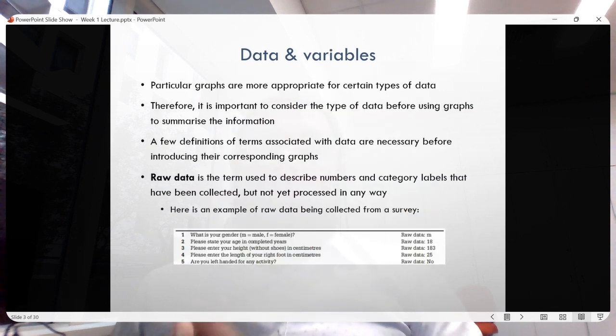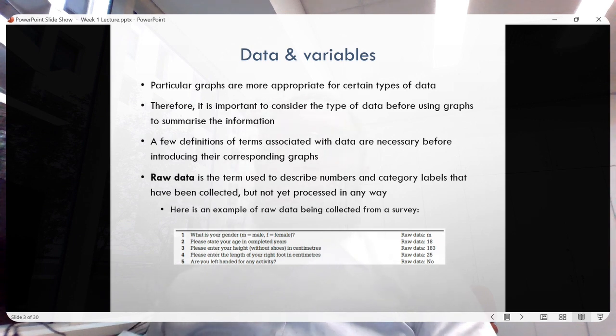Now, coming to the next slide, where we are looking at the difference between data and variables. If we start with the example of looking at any graph or anything we want to summarize, that's what we need to understand: how important it is to understand the difference between data and variable.